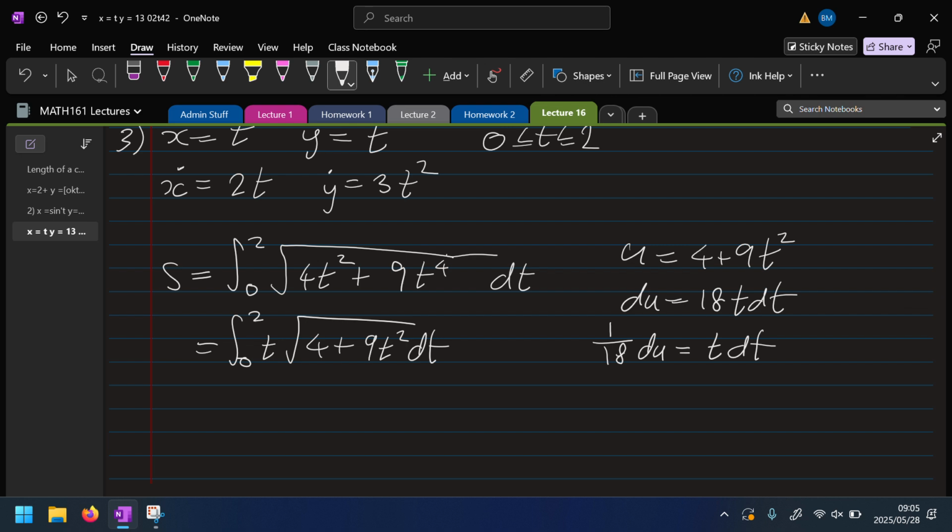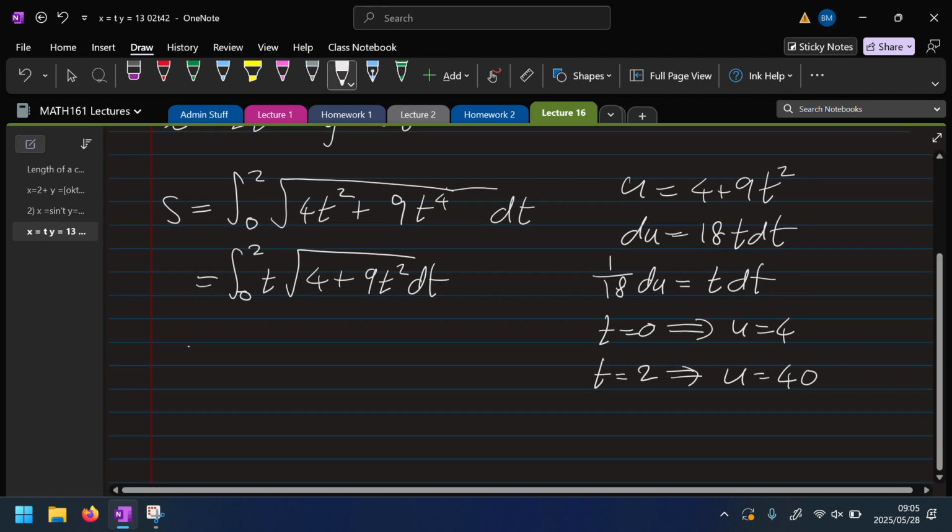Now the bounds. So the first bound is t equals 0. So if t is 0, u is going to be just 4. And then the upper one where t is 2, we're going to have 4 plus the 36, so that's going to be 40. So u is 40.